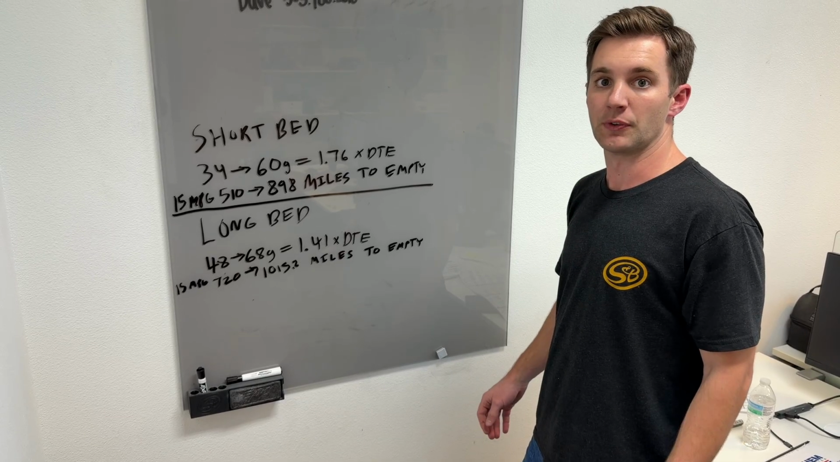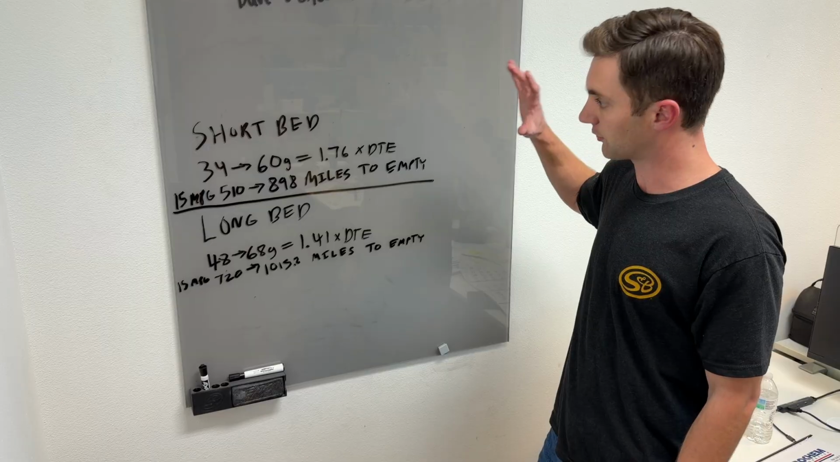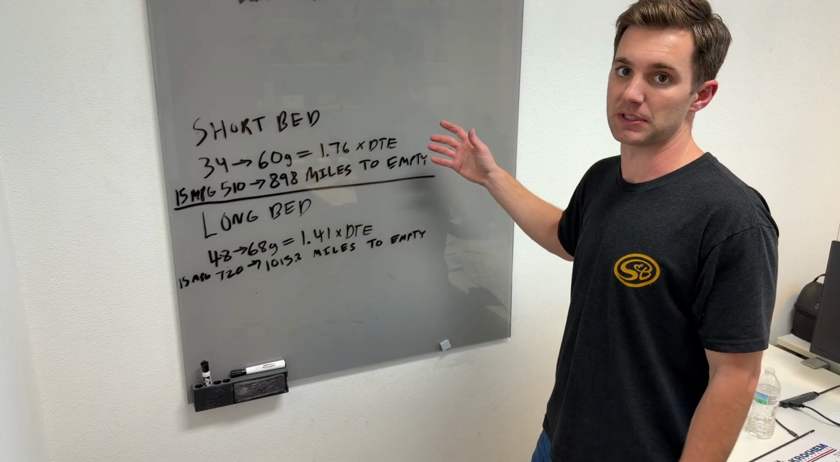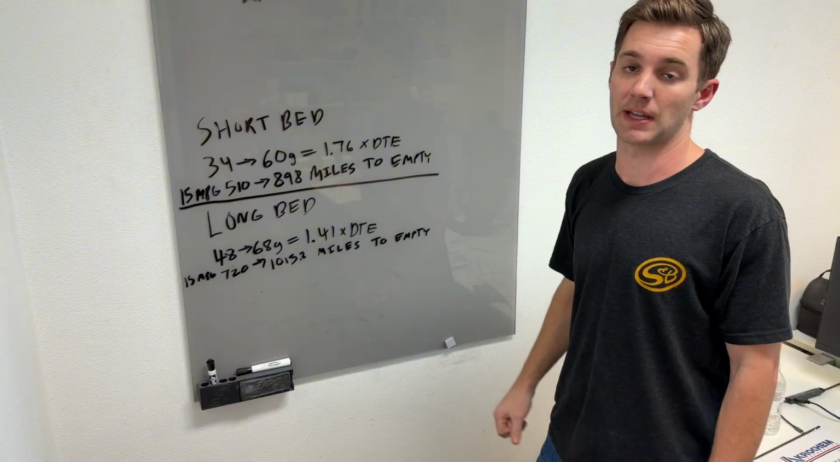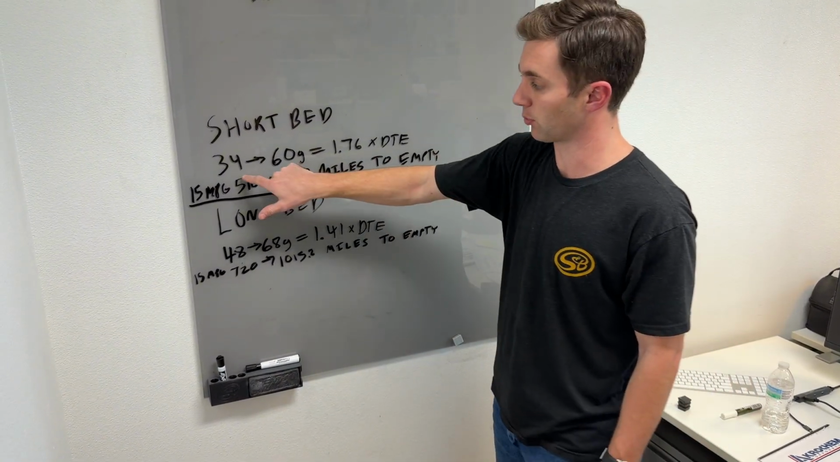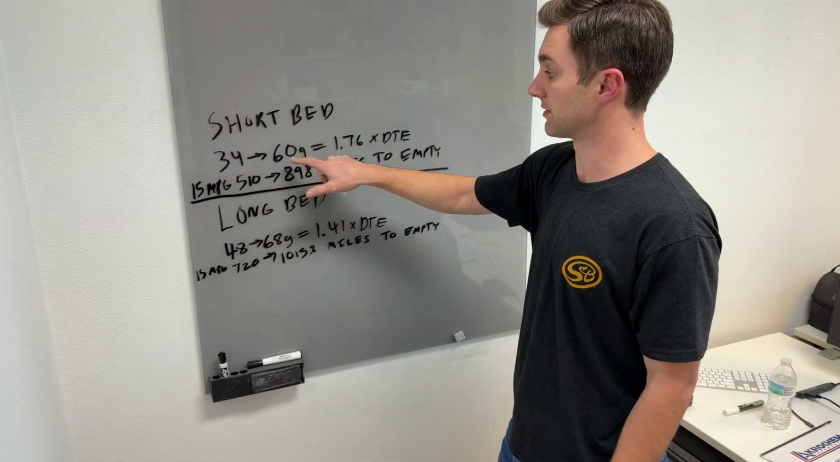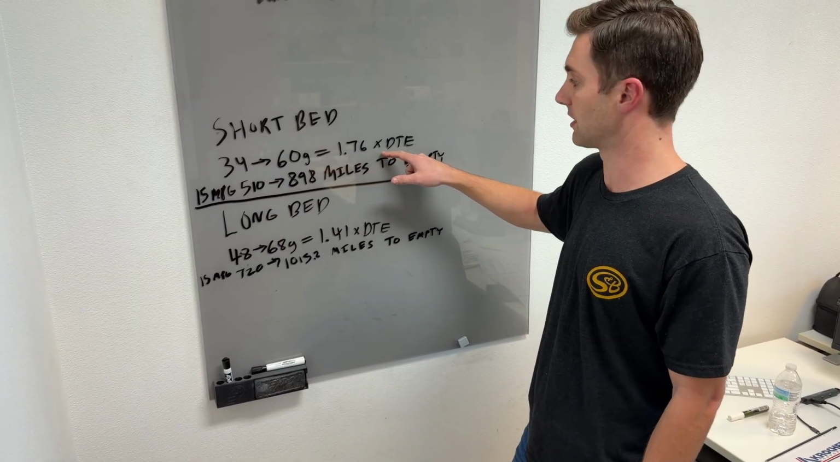Wanted to give you an overview of how our distance to empty module works for the 23 and up Power Stroke trucks. So all we're doing is scaling the distance to empty by the difference between the size of the S&B tank for your truck and the tank that came in your truck originally. So on a short bed, your truck came with a 34-gallon tank. You're installing a 60-gallon S&B tank. So this is going to be 1.76 times the distance to empty.